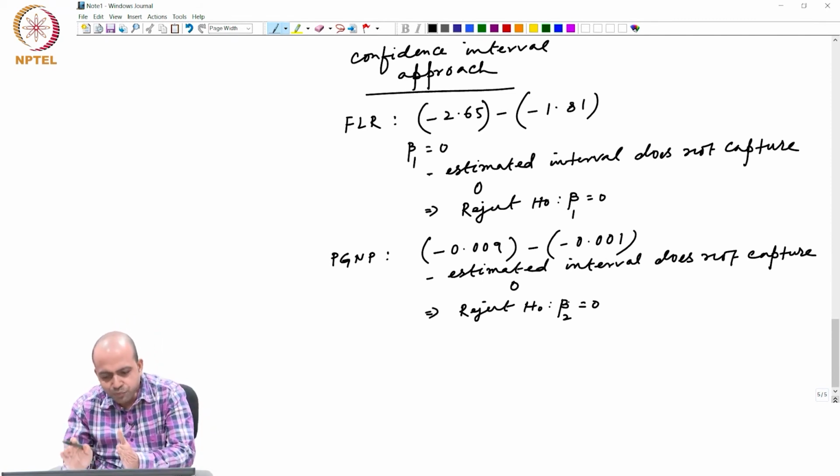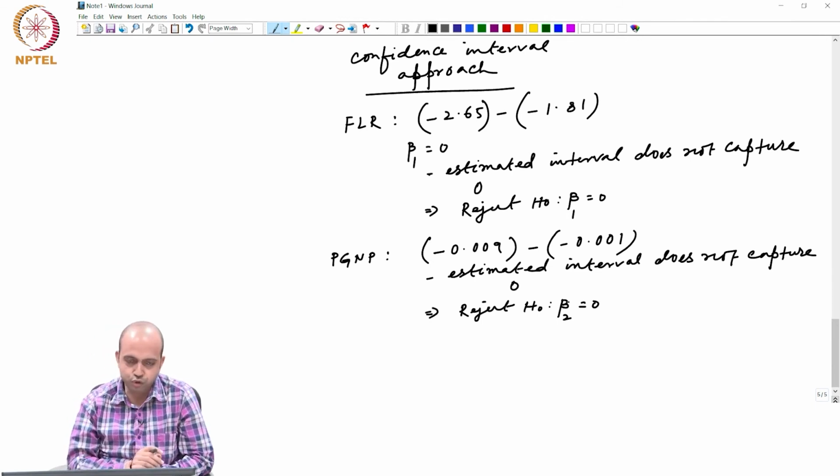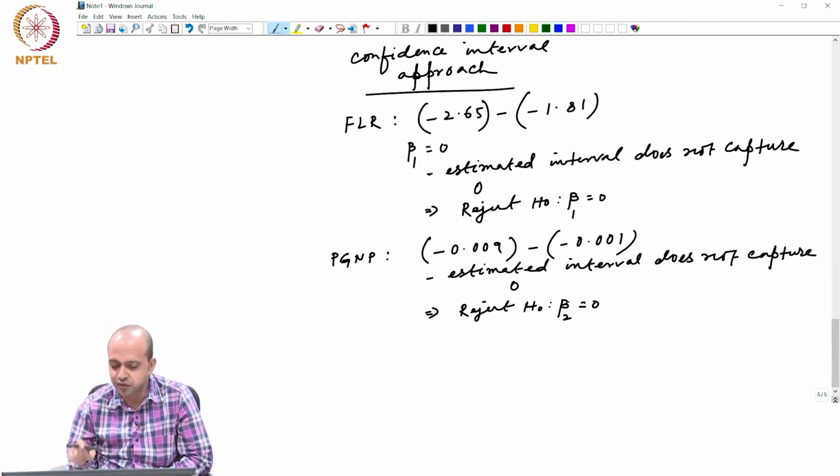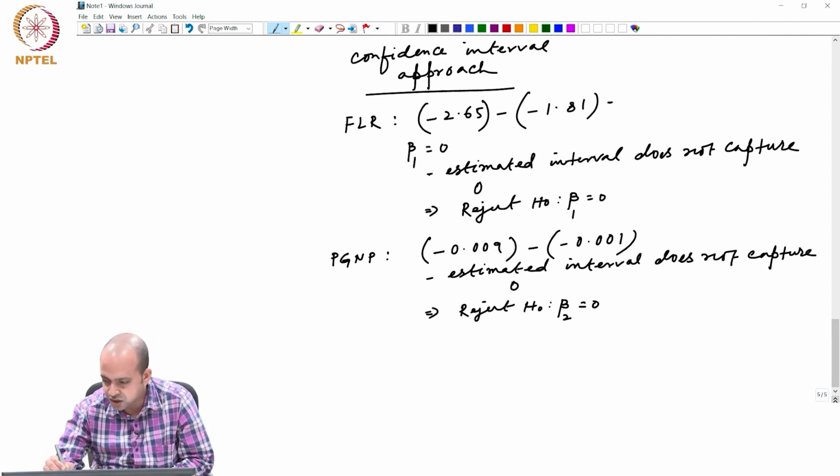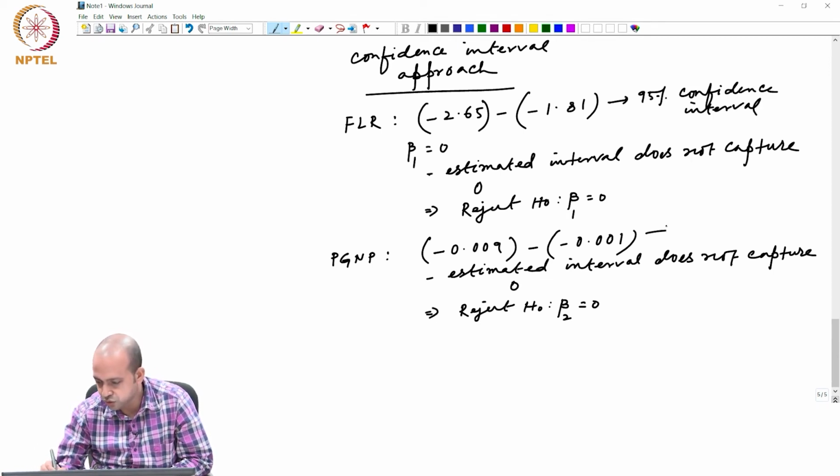But following this interval estimation approach, we can only say whether the variable is significant at 5% level or not, because this is a 95% confidence interval. So, STATA will always give only a 95% confidence interval. This is also a 95% confidence interval.